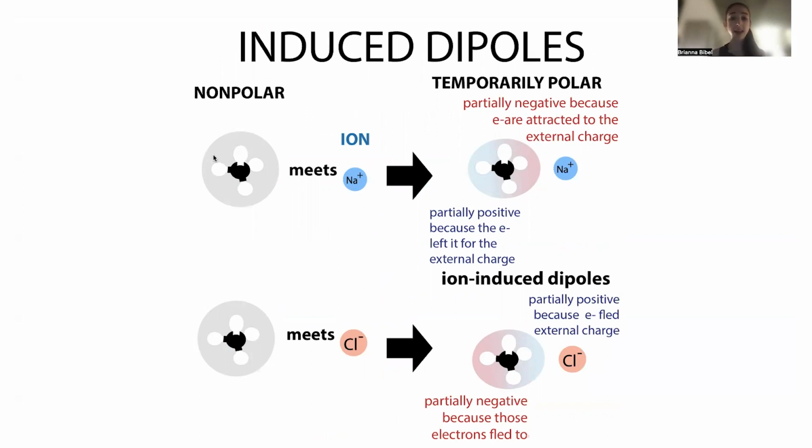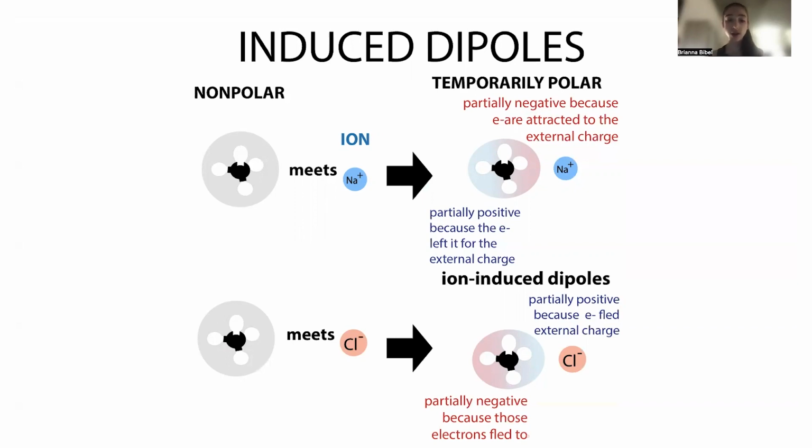But if something charged comes near, this can induce a dipole. If something negatively charged comes nearby, the electrons are going to be repelled from it, and they're going to shift. This leads the region that they left to be partly positive, and the region they go to partly negative. You'll have the opposite happen if something positive appears: the electrons go towards the positive, and you get a shift in the opposite direction. So you can get these induced dipoles.